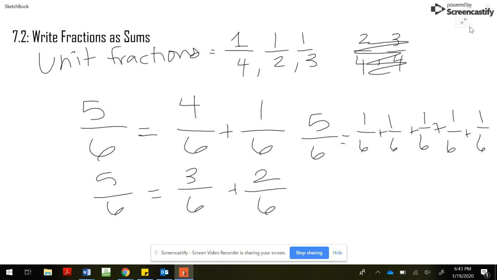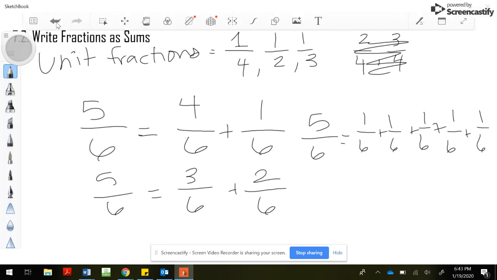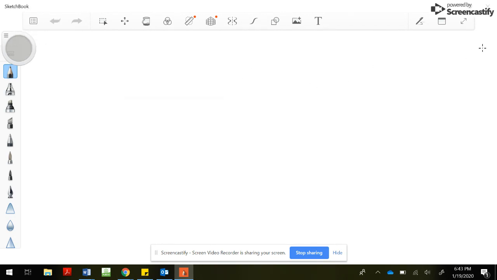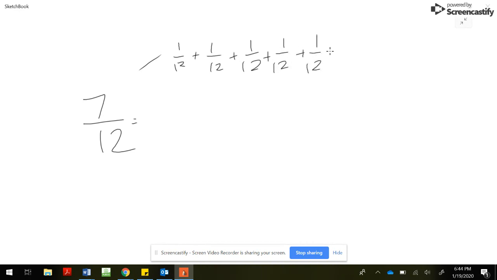So just one more example they might give us, let's do 7/12. First they might say write 7/12 as a sum of unit fractions. I'm going to do 1/12 plus 1/12 plus 1/12 plus 1/12 plus 1/12 plus 1/12 plus 1/12. So I have it 7 times. 1, 2, 3, 4, 5, 6, 7.